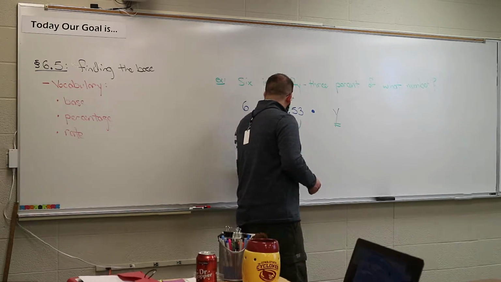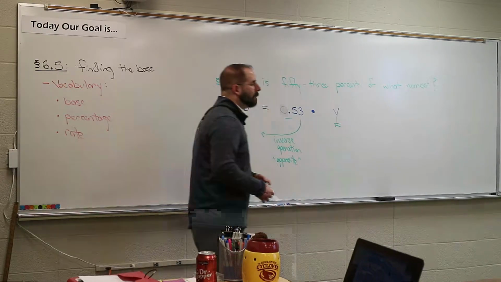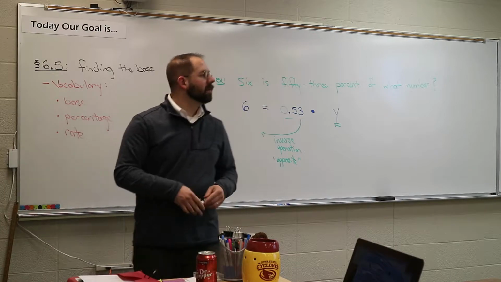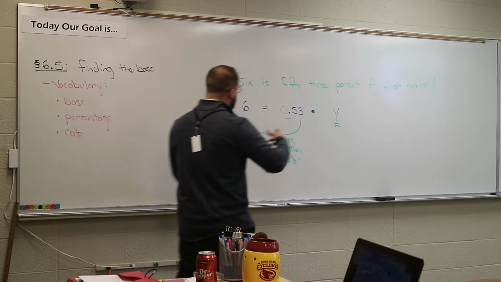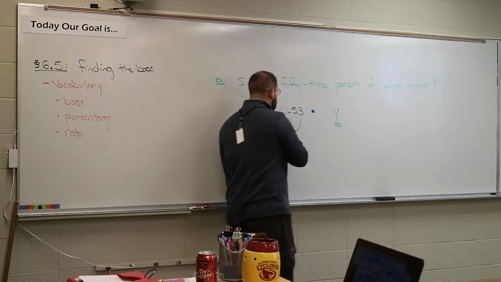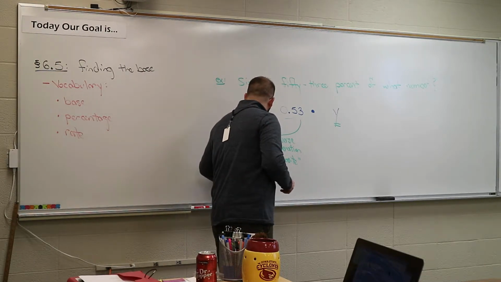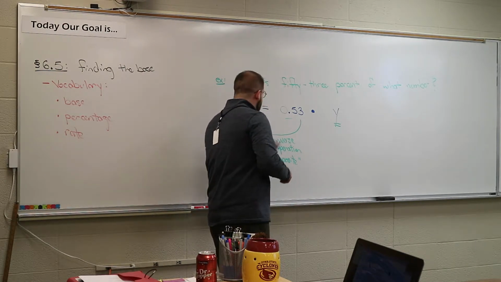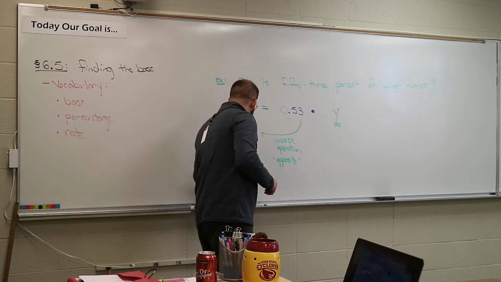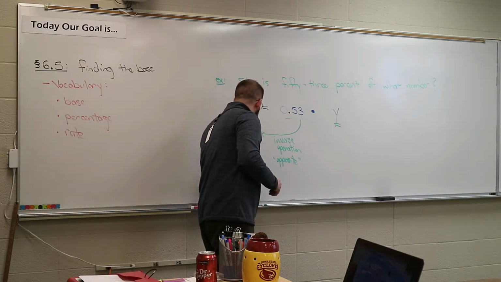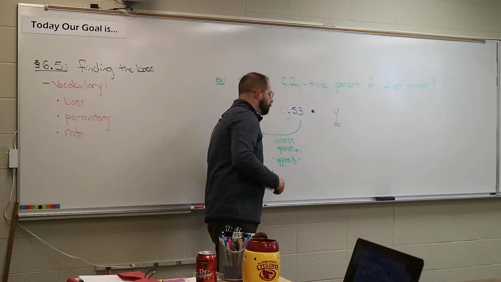So we're going to keep going here. Eric, what is the opposite of multiplying? Dividing. We're going to divide by the number you drag across. So my answer that I'm going to be writing down is this: we're going to take 6 and divide by 0.53. And that'll be the y number.